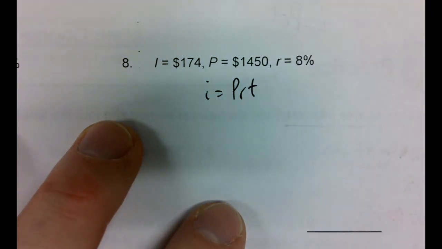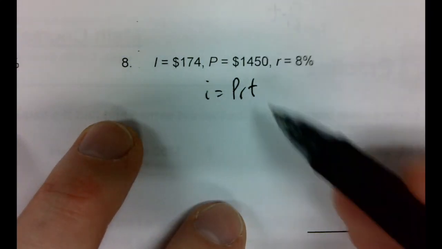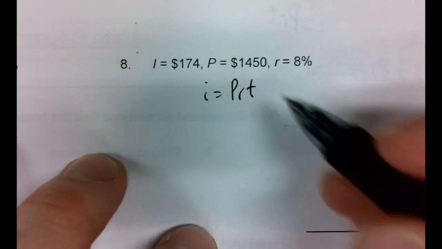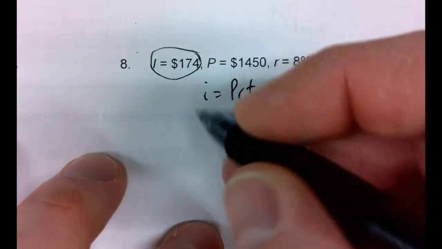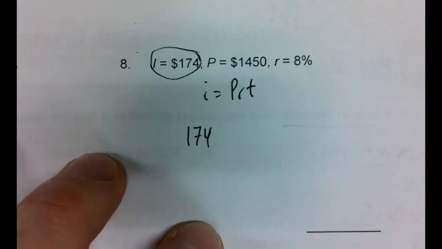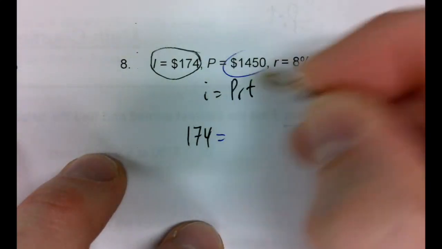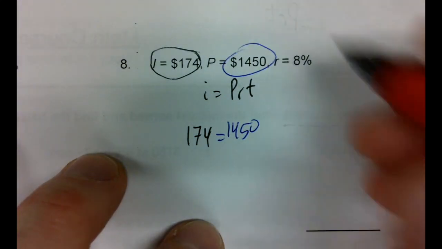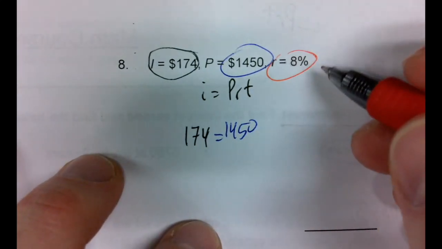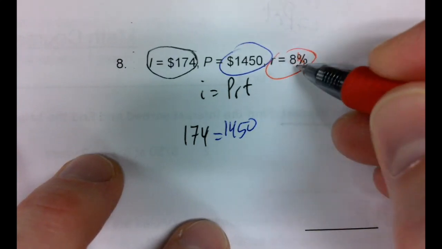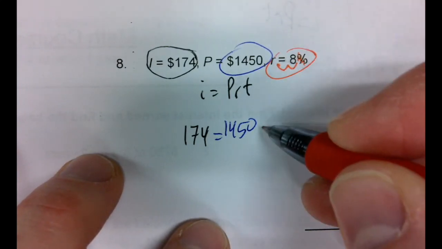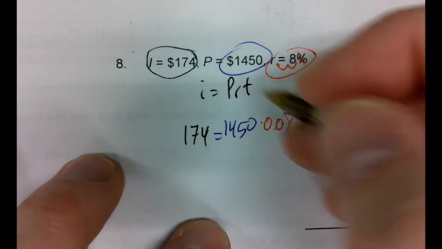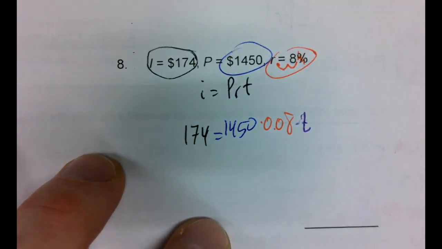Yes, you must write it down. 1, I told you so. 2, it's worth a point. 3, you'll help remember the formula. And 4, it's going to help you get the right answer because now you see the interest. Plug it on in. Equals the principal, 1,450, times the rate, which has got to be a decimal. So lose the percent sign, bump, bump. And then there is no time, so just leave it as T.